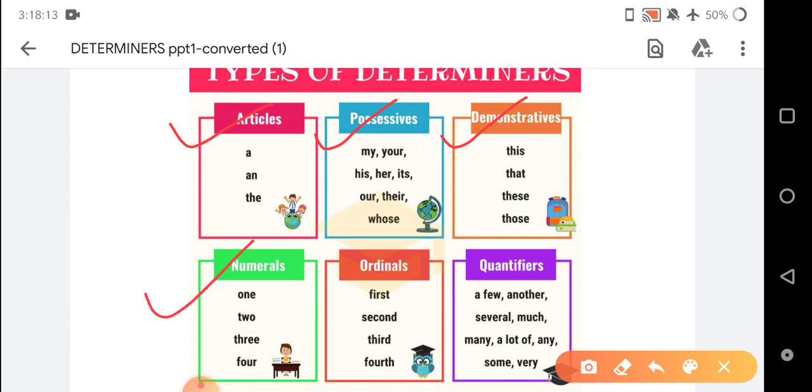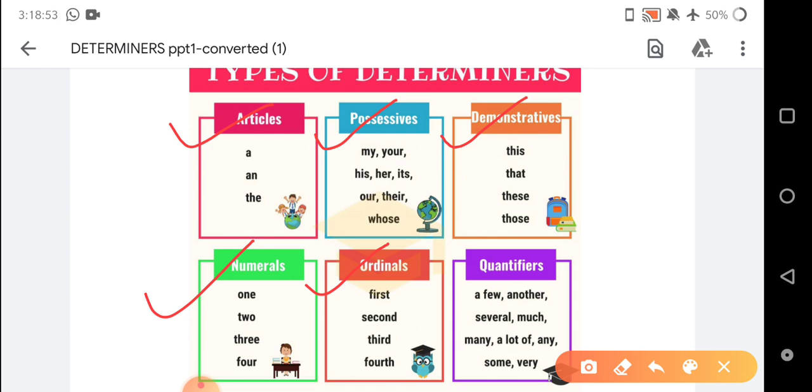Next we have numerals. These are the determiners in numeric form: 1, 2, 3, 4. They generally answer the question how many. Are we talking about 1 book or 2 books or 3 books or 4 books and so on? Then we have ordinals. Ordinals tell us the position and answer the question which one. Is it the first book we are talking about, or the second book, or the third book, or the fourth book?